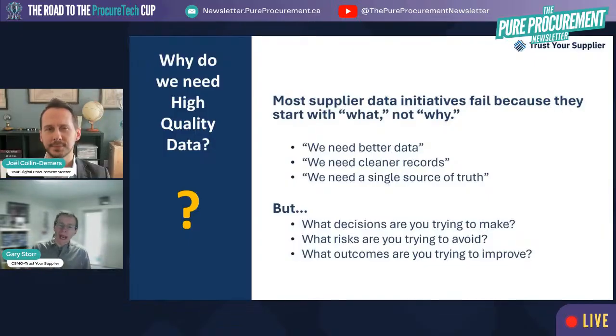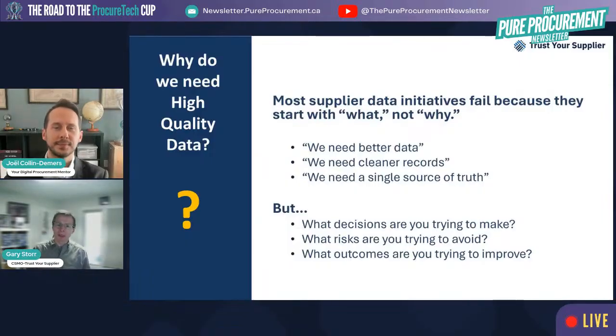with what do we have? It's not really what do they have, but why do you want it? Everybody says, hey, we need better data, we need cleaner records, we need a single source of truth. Of course, we need that. But what are you trying to use the data for? What decisions are you trying to make? What are the risks you're trying to manage, and what are the risks you're trying to avoid?